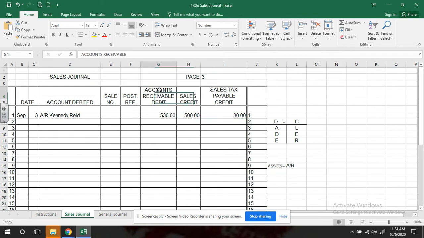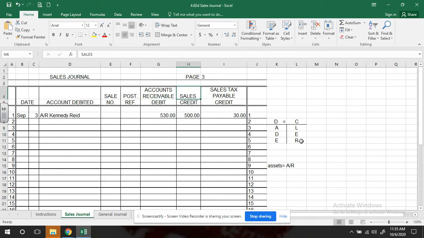Accounts receivable, right here, when they increase on the debit side, because I need you to remember accounts receivables are assets. You own them and they have value. It's a promissory note that somebody's going to pay you back. So accounts receivable are considered assets, and when they increase on the debit side, that makes sense.